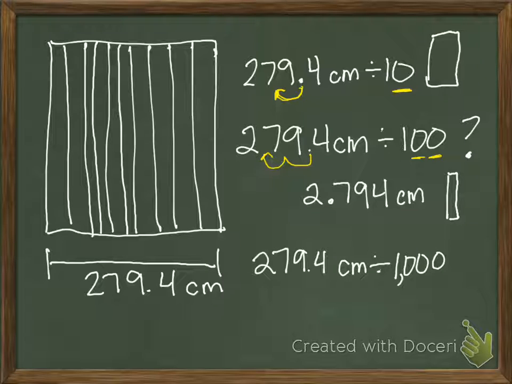All right, now what if I wanted to do 279.4 centimeters divided by 1,000? How many spots to the left would I move my decimal? 3, because I have 3 zeros. So I'd go 1, 2, 3. So my new answer would be what? My new answer would be 0.2794 centimeters long. Very good.